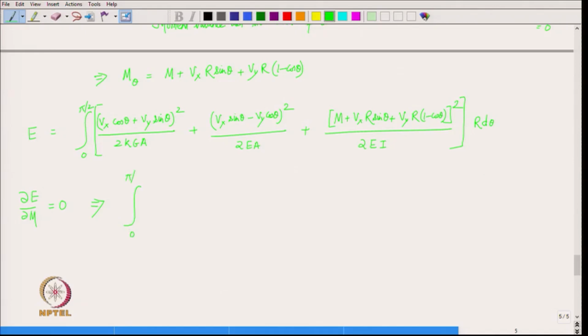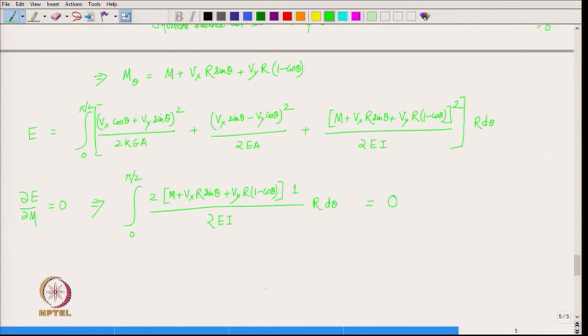So, you have 0 to pi by 2 times m plus V x r sin theta plus V y r 1 minus cos theta into the differentiation of this bending moment with respect to m, which is 1 itself, right, divided by 2 E I times r d theta, and we have to set it equal to 0.